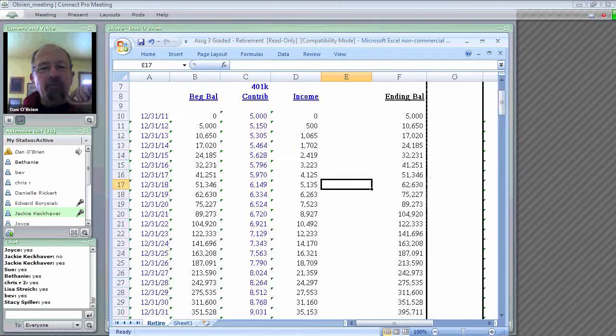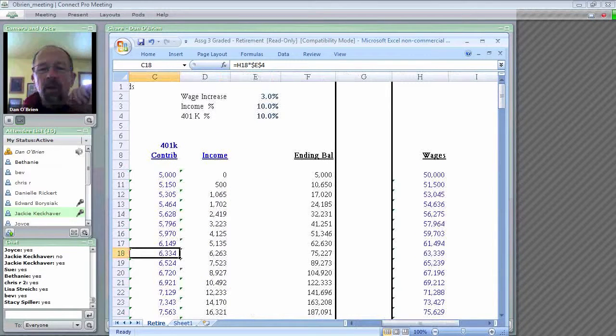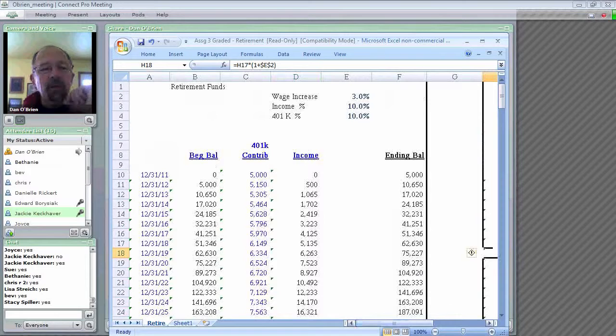Now, I try to check formulas here and there. Like if I look at this one, is that 10% of my beginning balance? Yes, it is. Okay, my formulas are working out. Am I always grabbing 10% of my current wages? If I look here, that's 6,334, and my wages are 6,333.9. So yes, it is grabbing 10% of my wages. You check your formulas. Never just do a formula and say, I'm right. Try to look for reasonableness. Try to make sure it is being calculated right.